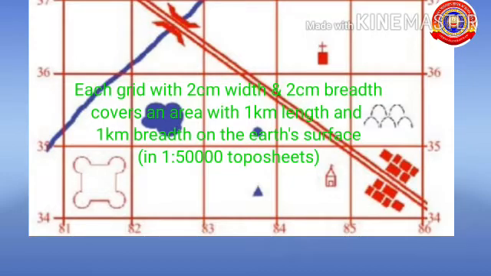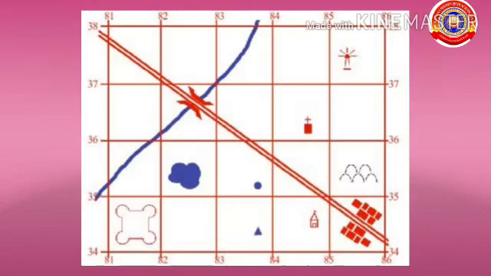Each grid with 2 cm width and 2 cm breadth covers an area with 1 km length and 1 km breadth on the Earth's surface. The scale of this grid is 1:50,000. Observe this grid. Are the size of the geographical features same in this grid? No. Geographical features of this grid are different in size.